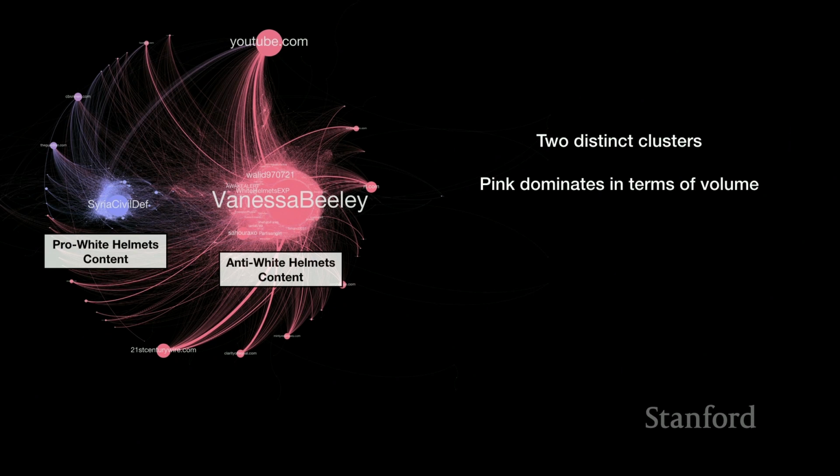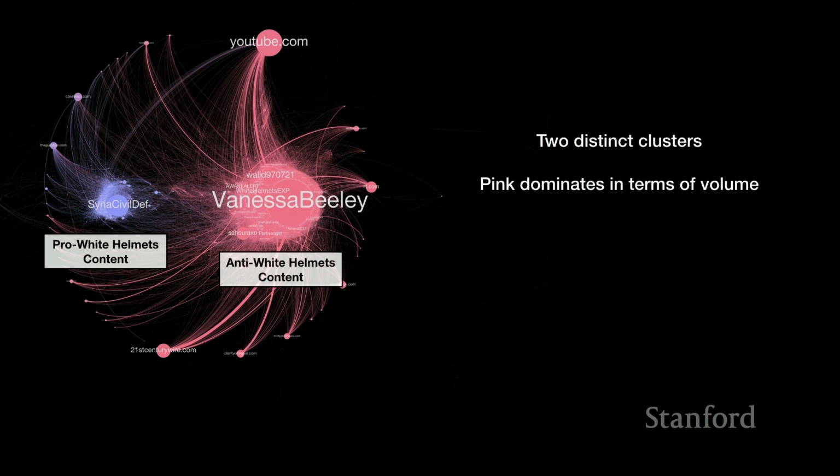Using a community detection algorithm, we identified two major clusters of accounts in this conversation, pro-White Helmets accounts in blue and anti-White Helmets accounts in red or pink. As you can see, the red cluster is dominating this conversation. Their activity is persistent over time. Many of the same accounts repeatedly tweeting and retweeting content that specifically attacks the White Helmets. They are literally drowning out the voices of the other side.